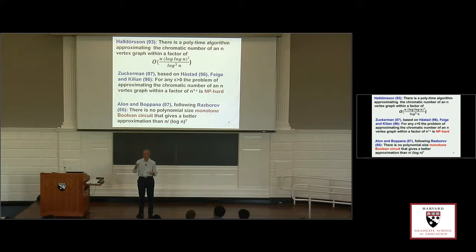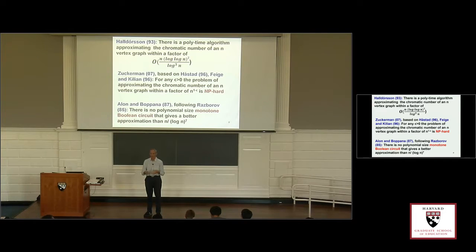But you see, this is a monotone problem. So basically, there is a monotone circuit that if it gets as input a graph with chromatic number at least n over log to the 4n, then it outputs 1. And if it gets a graph of chromatic number at most log to the cube n, it outputs 0. But every monotone circuit like this should be big.